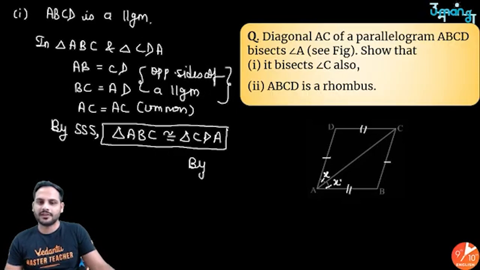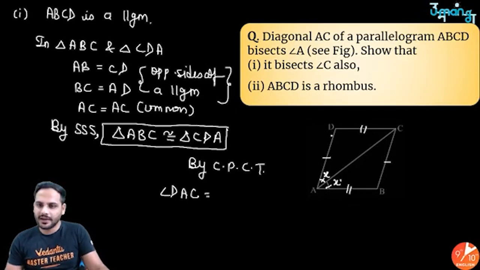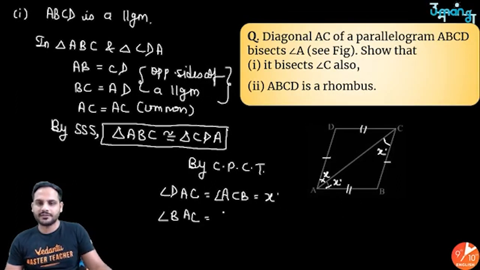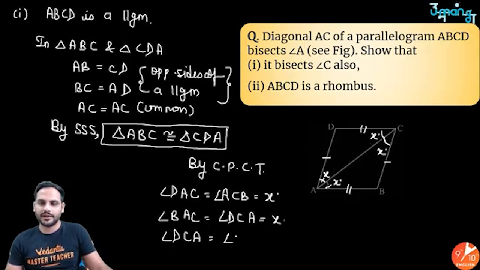Theek hai? So now I can say by CPCT, this angle DAC will be equal to angle ACB. Both are equal to x degrees. Theek hai? Ye bhi x ho gaya. Then angle BAC is equal to angle DCA. They both are also equal to x. ठीक है, तो you can clearly see angle DCA is equal to angle BCA. Both are equal to x degrees.